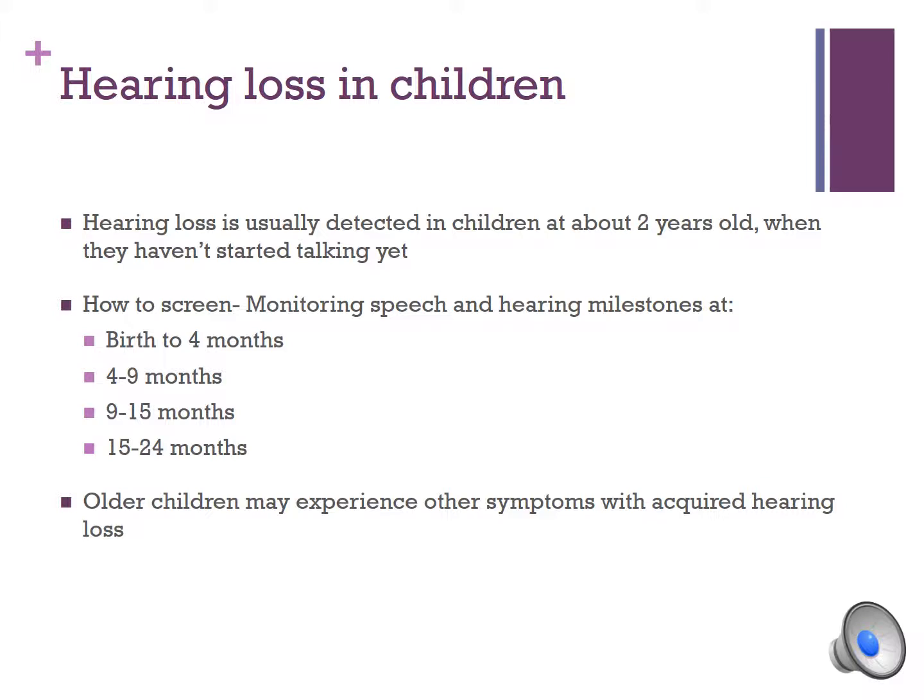One of the ways you can do this while they're getting older is to monitor their speech and hearing milestones at different age groups. For example, from birth to 4 months, they should be able to startle at loud sounds and react to voices. From 4 to 9 months, they should be able to notice that toys make sounds and turn their heads towards the sounds and make babbling noises. From 9 to 15 months, they should be able to repeat simple sounds and understand basic requests and respond to their own name. From 15 to 24 months, they should be able to name common objects and follow basic commands.